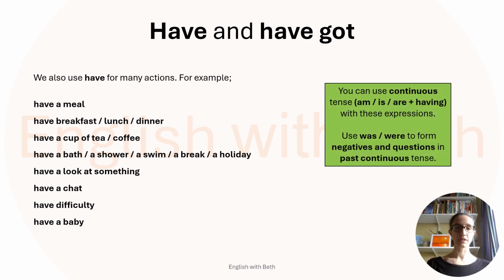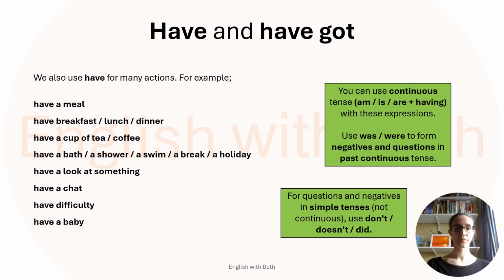You can use continuous tense, for example, am, is, or are having with these expressions. And to form the negative and questions, we use was and were to form the past continuous tense. For questions and negatives in simple tenses, i.e. not continuous, we use don't, doesn't, or did.